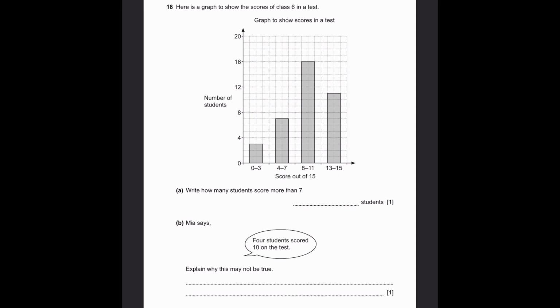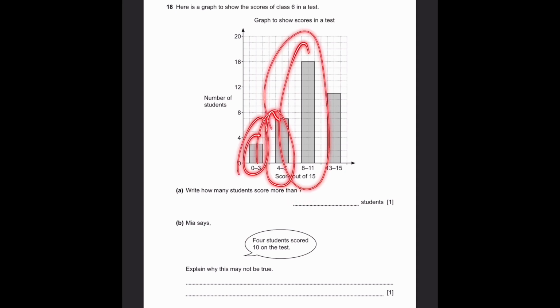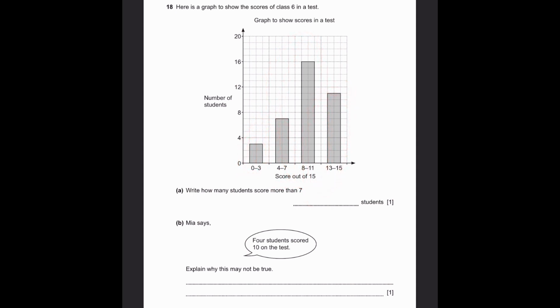Question 18. Here's a graph to show the scores of class 6 in the test. A. Write down how many students scored more than 7. So we have a few bars here: 0 to 3, 4 to 7, 8 to 11, 12 to 15. And how many students scored more than 7? That means in these two bars. That means 16 students plus 11 students. That's equal to 27 students.